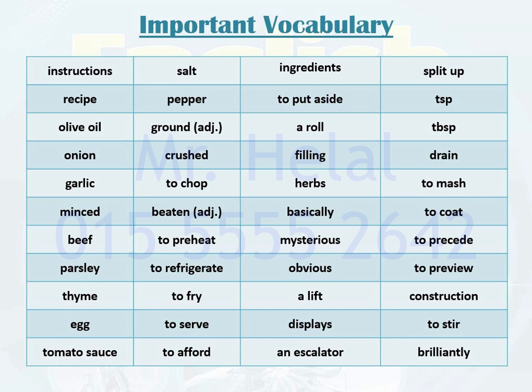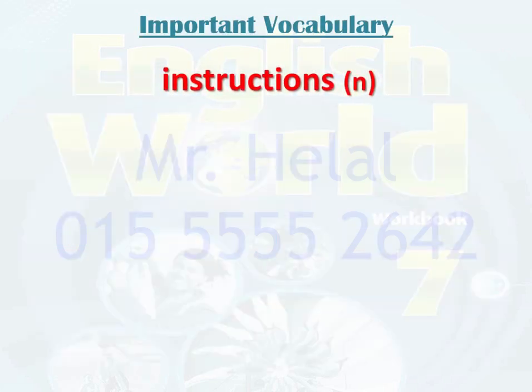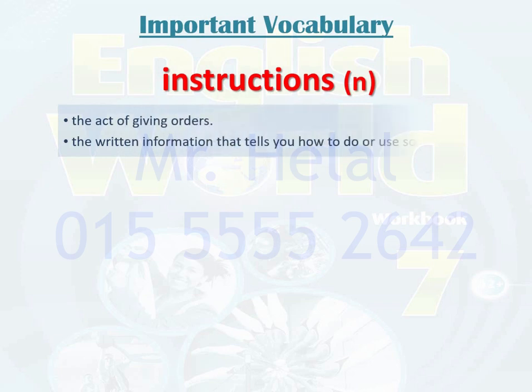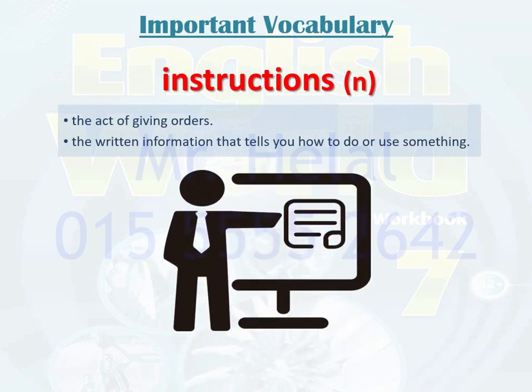Let's study the vocabulary in detail. What does the word instructions mean? Instructions means the act of giving orders, or the written information that tells you how to do or use something. يعني ايه instructions؟ instructions يعني تعليمات. تعليمات يعني التصرف اللي من خلاله بنقدر ندي أوامر، أو أحيانا التعليمات دي بتكون معلومات مكتوبة بتقول لنا إزاي نقدر نعمل حاجة أو إزاي نقدر نستخدم حاجة.